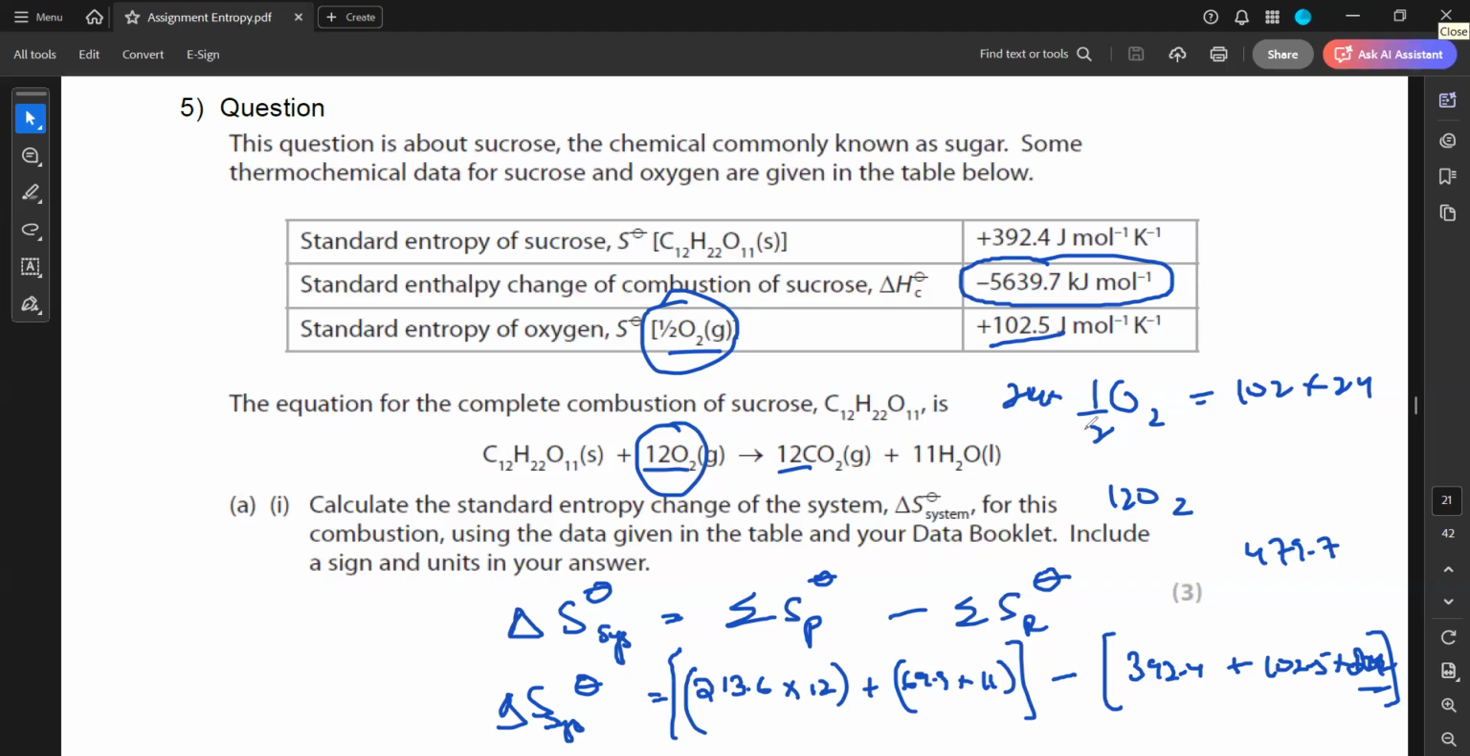Is it clear, this one? And we get a positive answer. So this entropy change of the system is positive. Any doubt in this? And how you can use a data booklet?